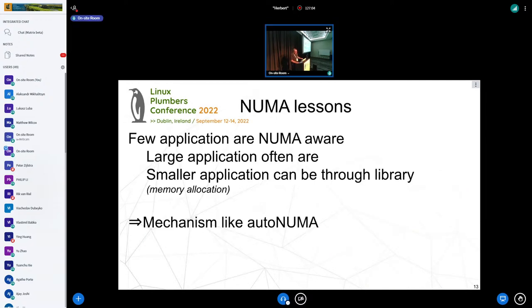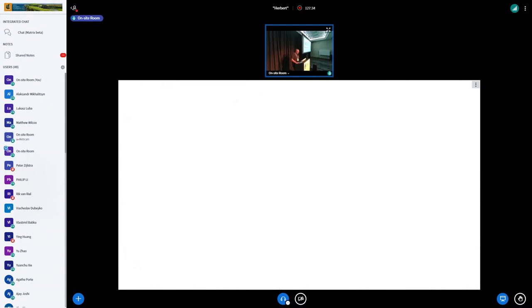What I wanted to point out with NUMA really is that the lesson we can take from NUMA is that only a small subset of applications actually are NUMA aware. Very few applications took the effort of actually trying to leverage NUMA, which is most often large applications. Some applications leverage NUMA through libraries, memory allocation libraries, and so on. And also obviously you have mechanisms like AutoNUMA kernel stuff.